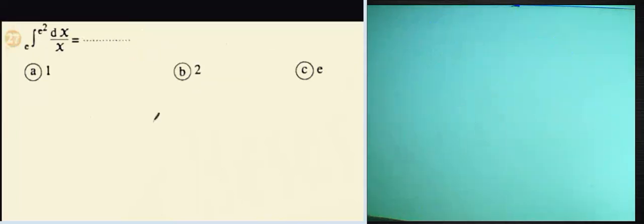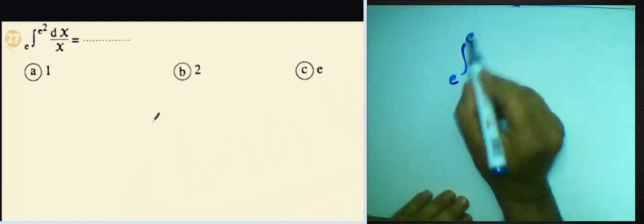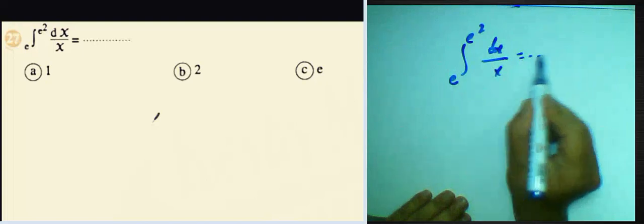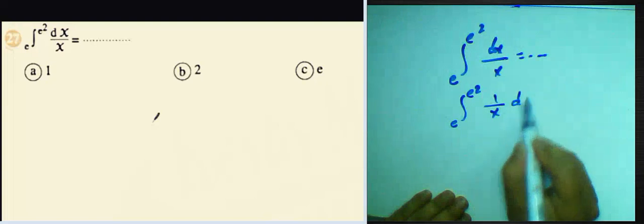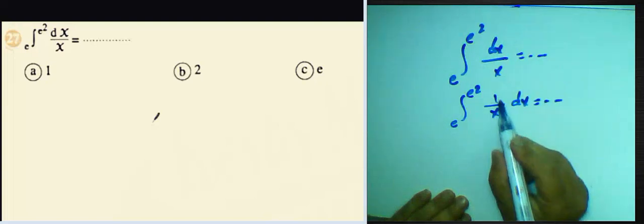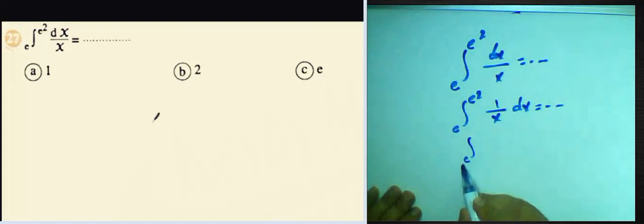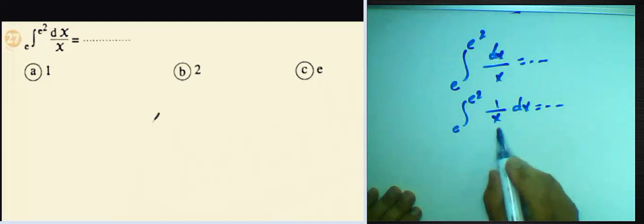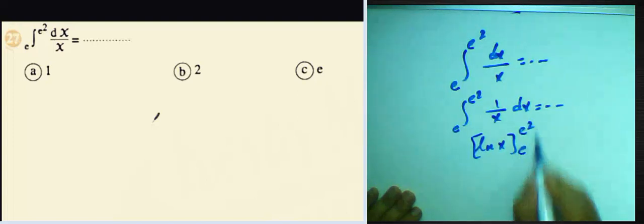Letter B. Integration from e to e power 2 of dx over x. It means integration from e to e power 2 of 1 over x. Numerator is the derivative of the denominator here. So we can cancel this integration. The result will be ln absolute value of the denominator. It will be ln x from e to e power 2.